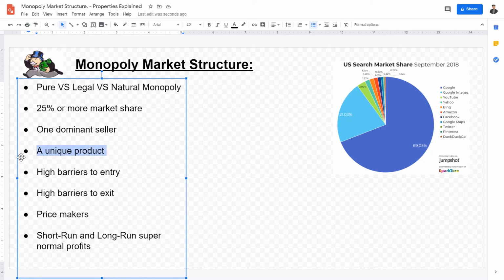A unique product refers to how the product is unique, and usually it does not have close substitutes, because if it has close substitutes, then people will just go to another good instead of going to the market.